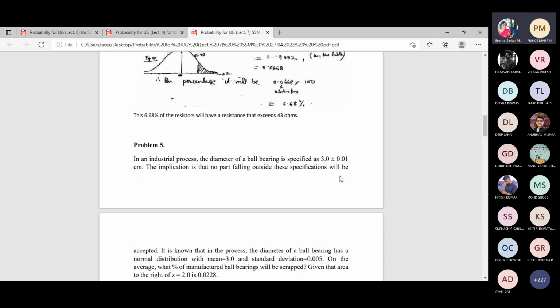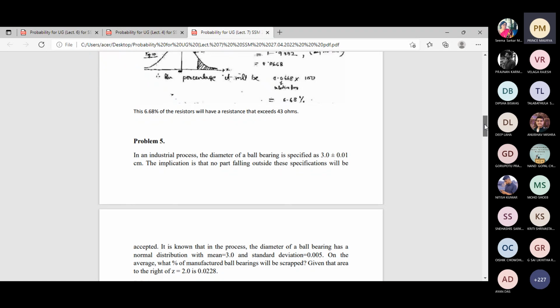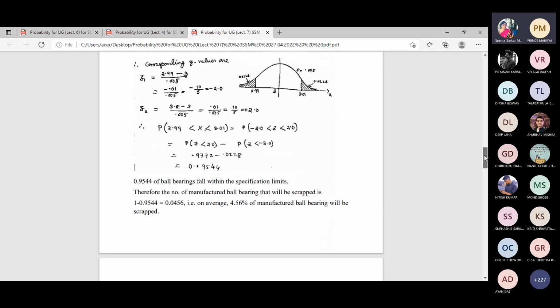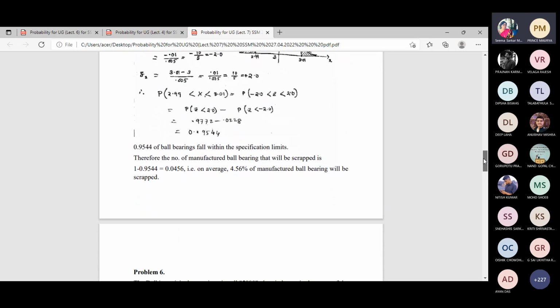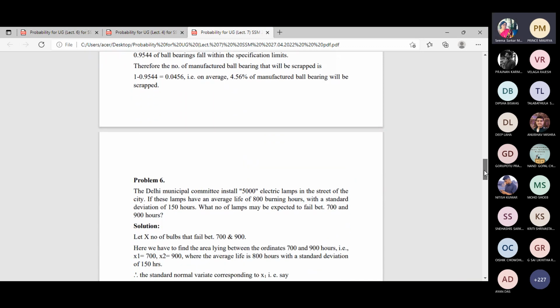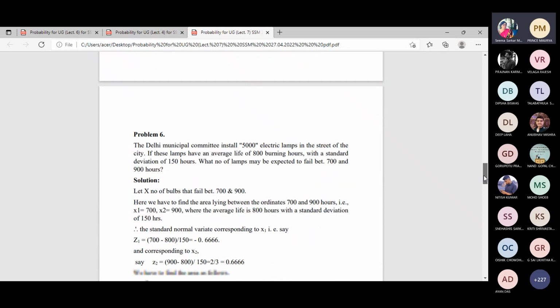Anyway, this is another problem. I think you can do this yourself. Problem number 5 is almost similar to the previous problem, so you can do it yourself also. And in the question, you must be very careful whether it is given that you need to find the answer in percentage or not. If it is mentioned in percentage, always find it in percentage. Just multiply the probability by 100, that will give you the percentage. You can also do this one. This is also a little bit similar.